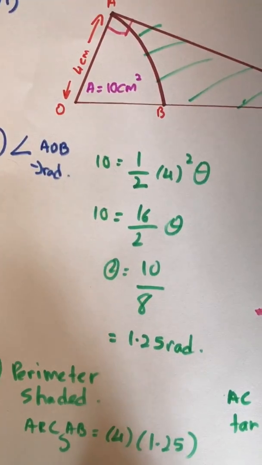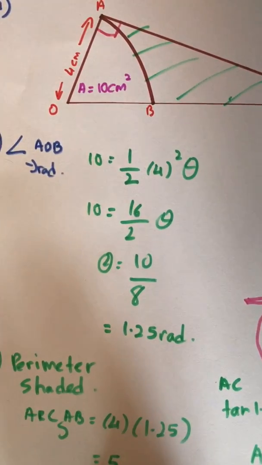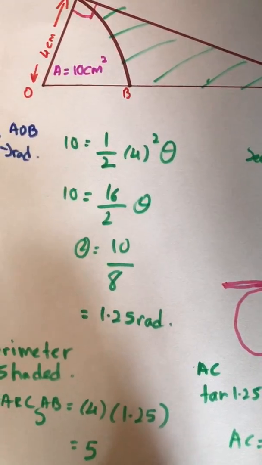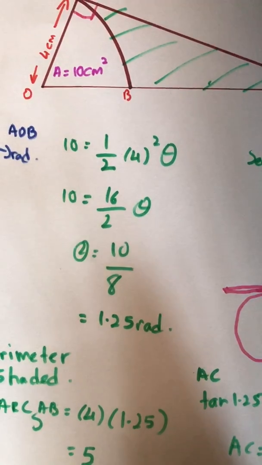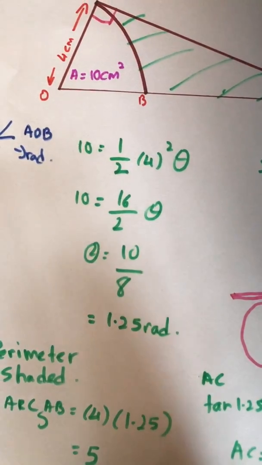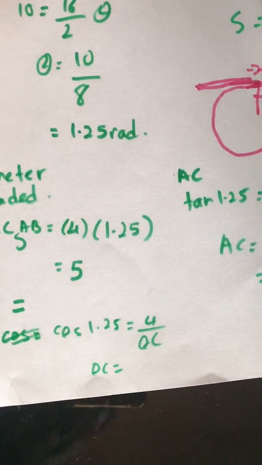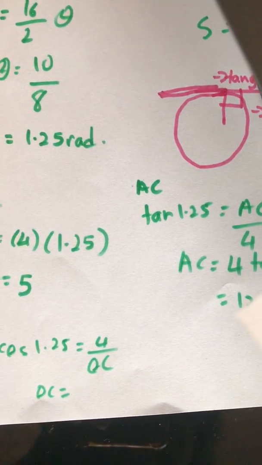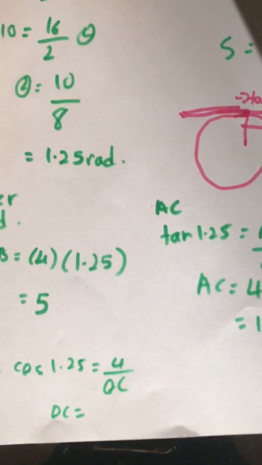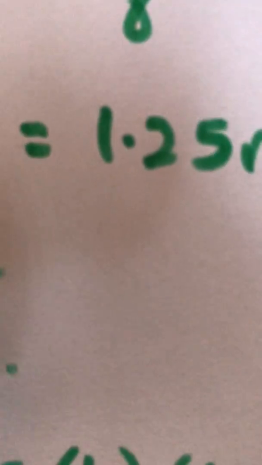So cos of that angle, adjacent over hypotenuse. Cos 1.25 equals 4 over OC. So OC equals, sorry, I didn't see that. OC equals 4 divided by cos 1.25. So you get 12.68 there. Let me just write it first: 12.68. So now we got this length 12.68.